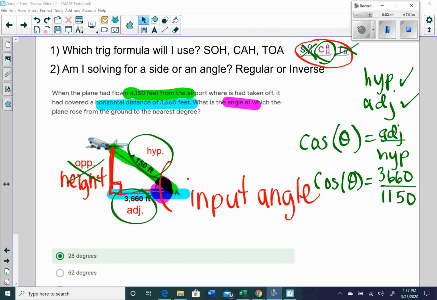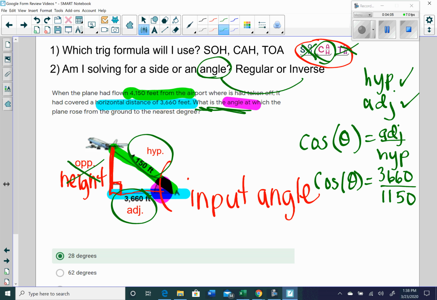Okay, so my second question is going to be, am I solving for a side or an angle? And that's going to determine if I'm going to use regular cosine, where I solve with proportions and I figure out what the answer is, or if I use the inverse cosine, and that is if I have an angle. So I need to find what is the angle. See that word what? What is the angle? I'm trying to find an angle, so I'm going to use the inverse cosine. I am not trying to find the side, so I'm not going to use the regular cosine.